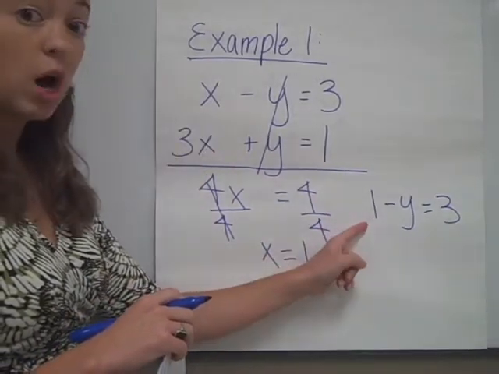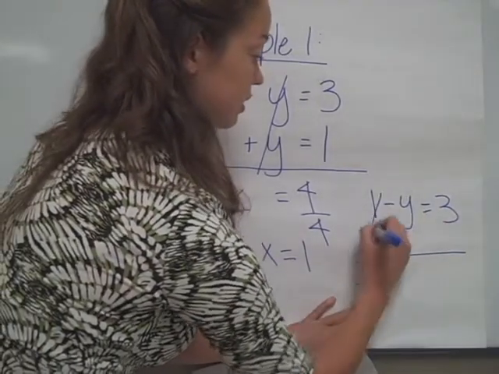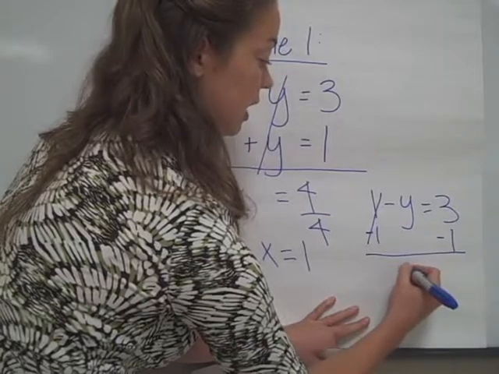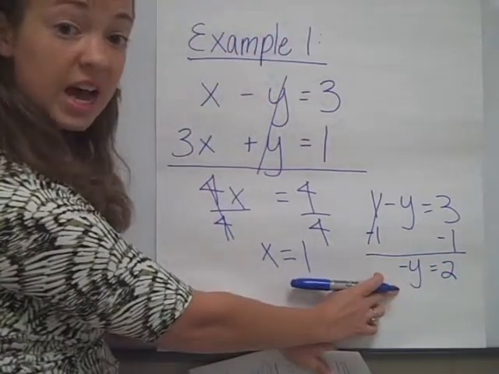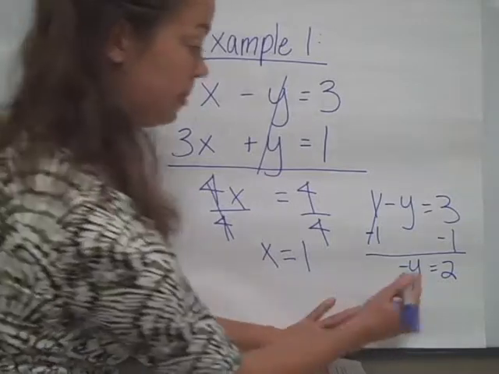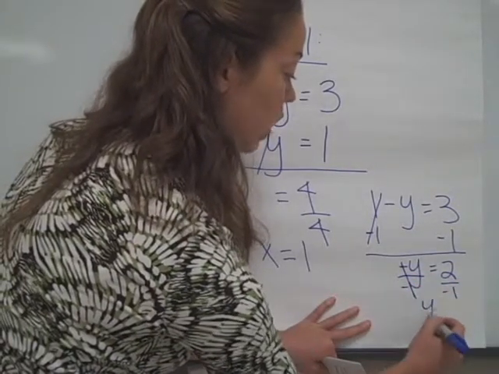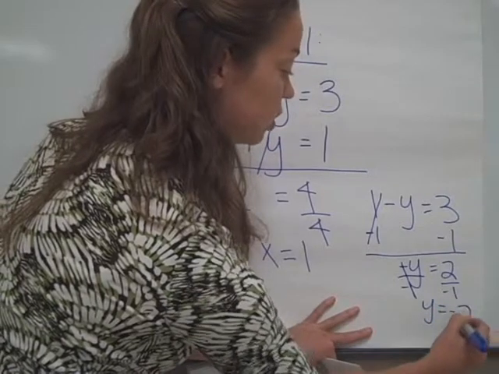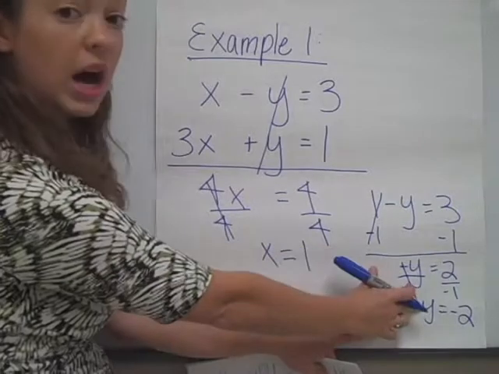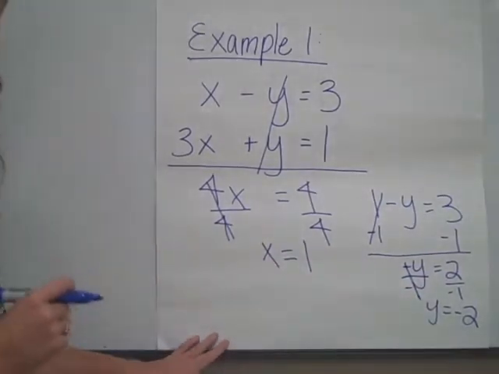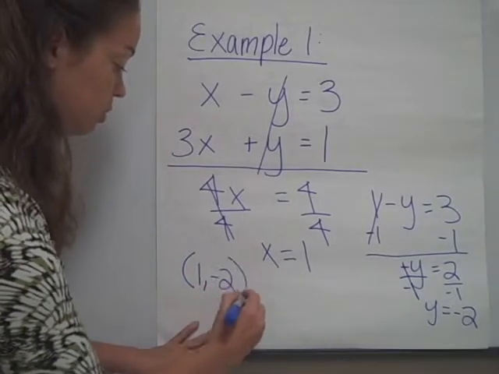Now solving for y, I subtract 1 from both sides. I get negative y equals 2, but I'm still not done because I have a negative in front of my y. So dividing by my negative 1, I get y to equal negative 2. Now in this case, I have an x and a y, and I can find my solution or my intersection point to be 1, negative 2.